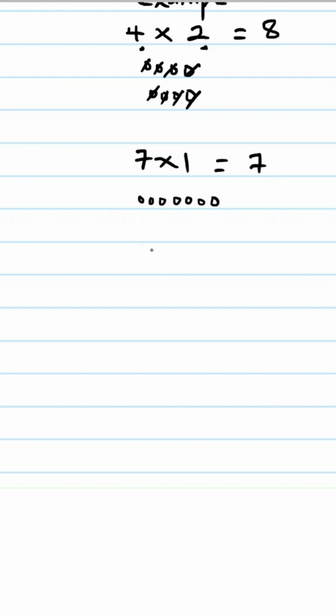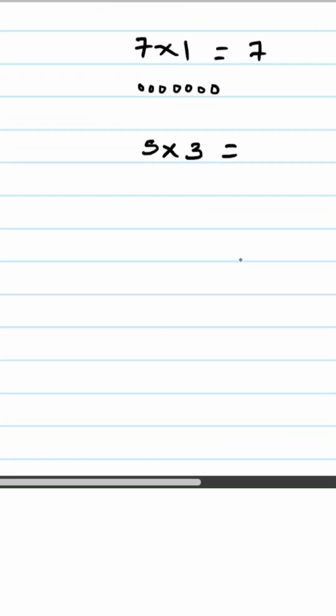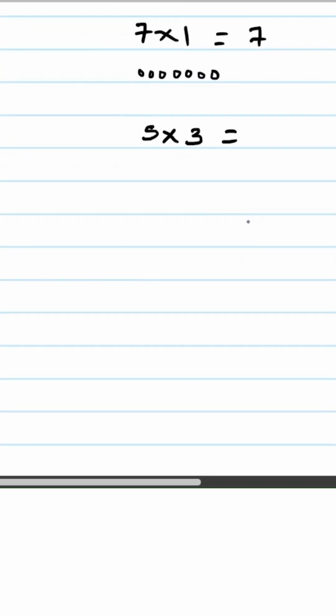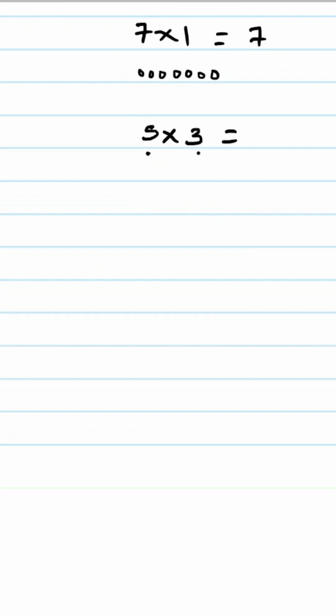Let's say we have 5 times 3. For example, again, remember, multiplication is about repeated addition. You either count 5 3 times, or you count 3 5 times. This time, let's count 3 5 times. So I'll have 1, 2, 3. That's 1. 1, 2, 3, 2. 1, 2, 3, 3. 1, 2, 3, 4. 1, 2, 3, 5. So 5 times 3, in this case, I'm counting 3 5 times.